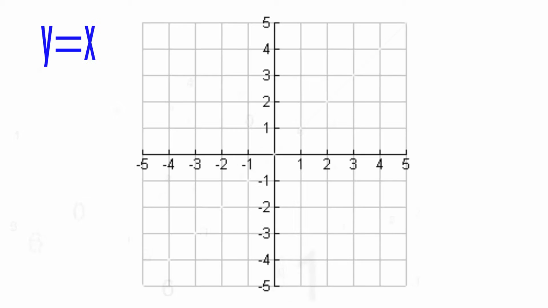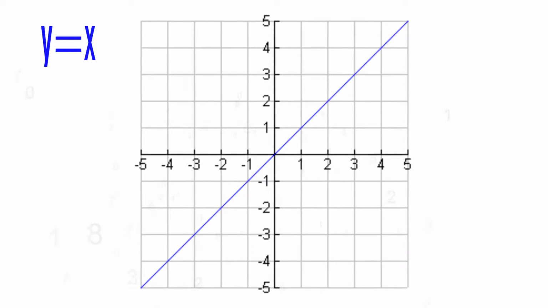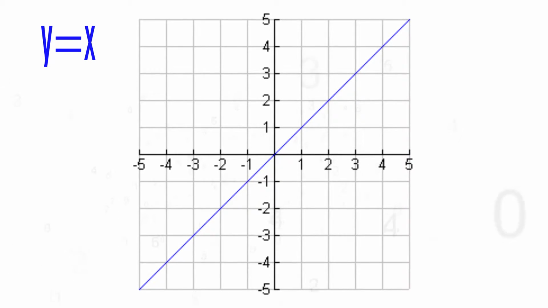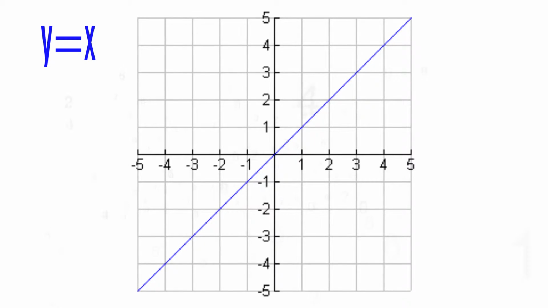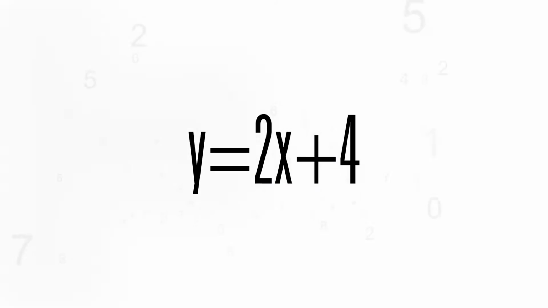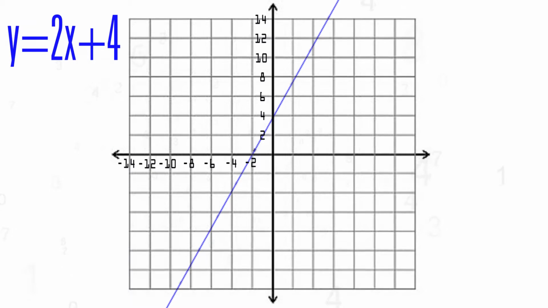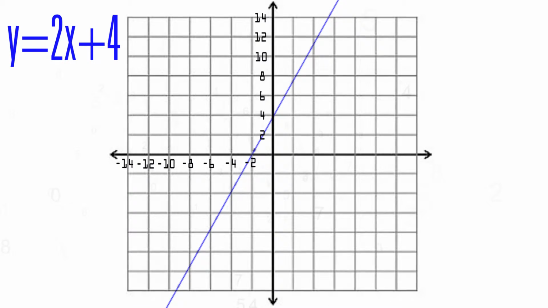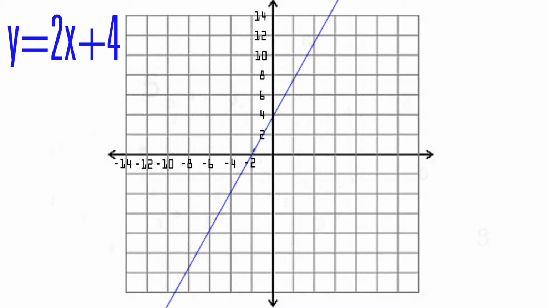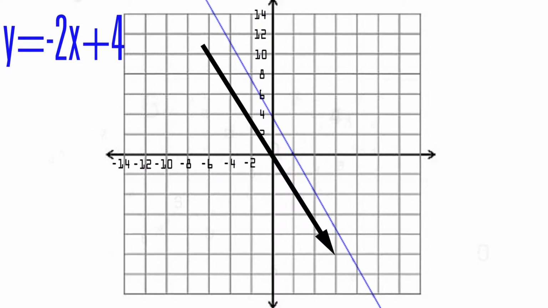Y equals x is a linear function. The line it makes is in the form of a straight line, and out of all parent functions is the most basic. Another example of a linear function is y equals 2x plus 4, assuming that 4 is constant. If 2 is positive, the line goes up from left to right. If 2 is negative, the line goes down from left to right.